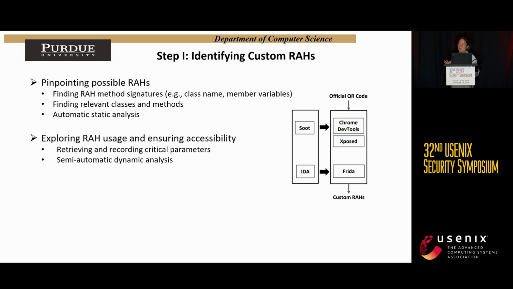and not publicly available. So in this work, we only focus on such custom RH, and we combine both static and dynamic analysis to identify them. We first utilize RH signatures and relevant method information to pinpoint all possible RH, and then we conduct dynamic testing to check if one RH can be invoked by the QR code scanning function. Because only if an RH can be invoked by QR code, an attacker can then exploit a vulnerable built-in QR code reader to launch our attack.